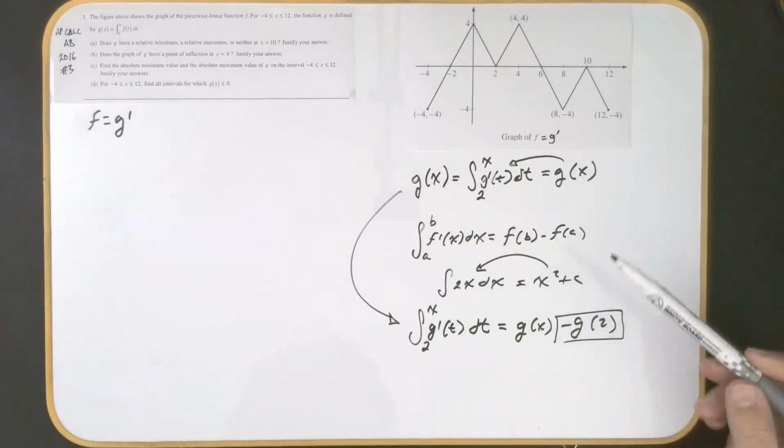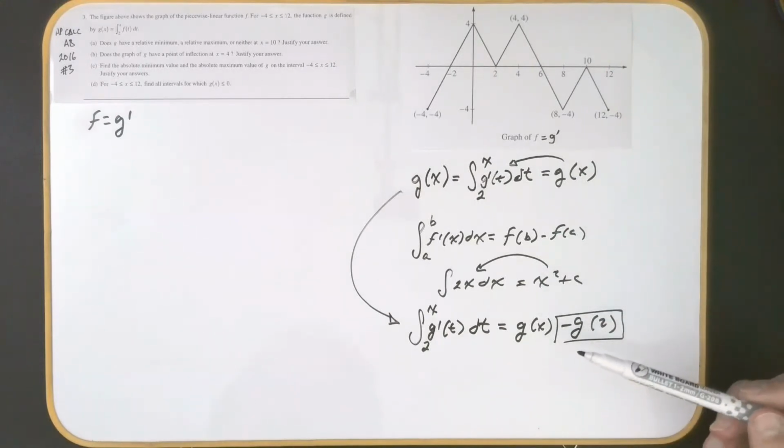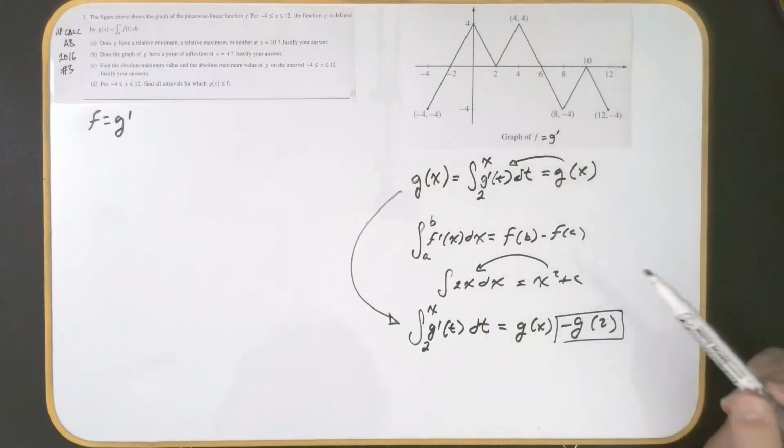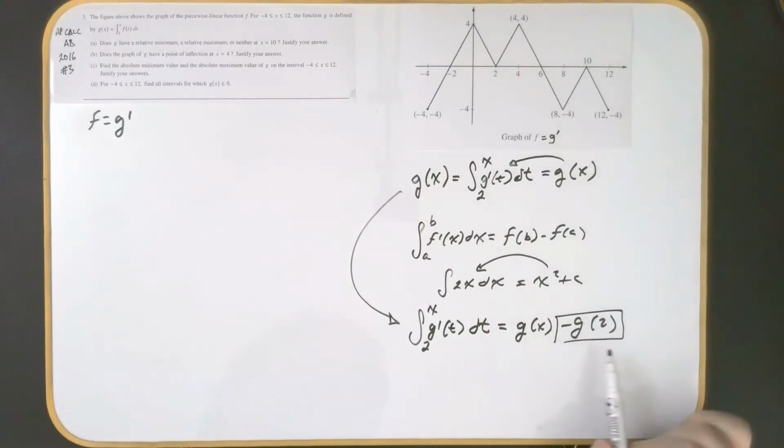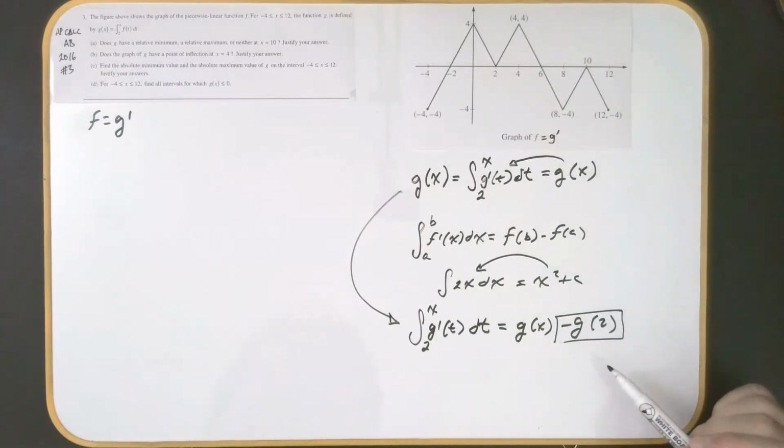Well, the reason it's not there could be one of two reasons. It could be this is just the way they defined it, and that's just the way it is. Or the other issue could be g of 2 happens to be 0, so they didn't put it there. But in either case, you have to respect what g was defined as.